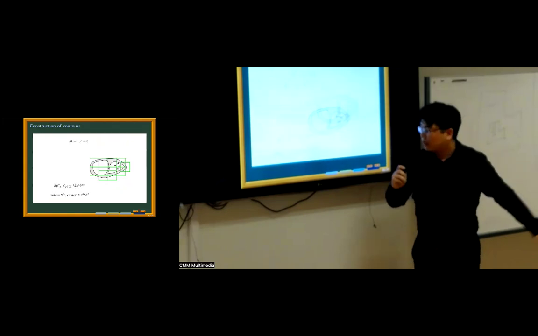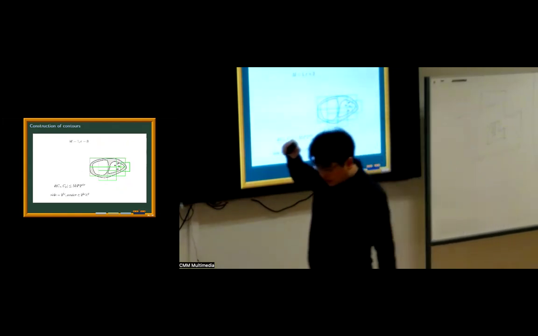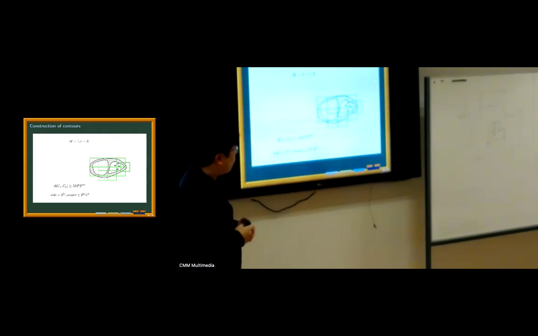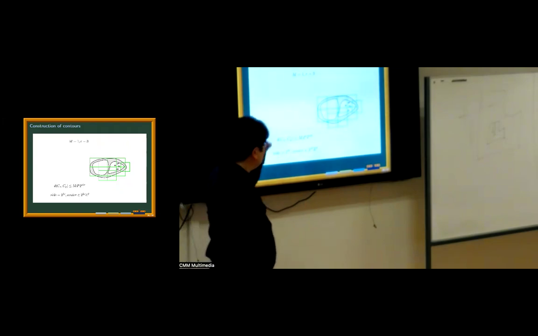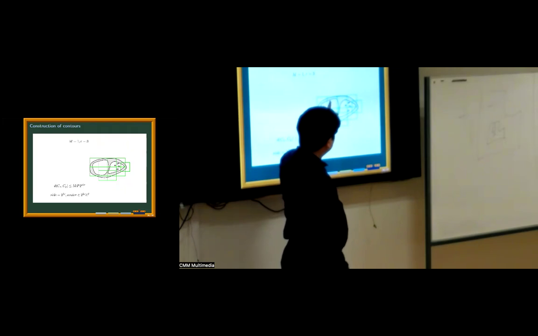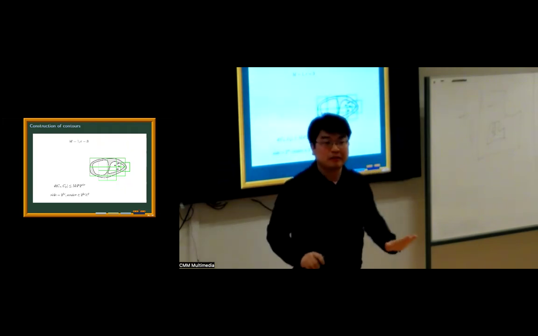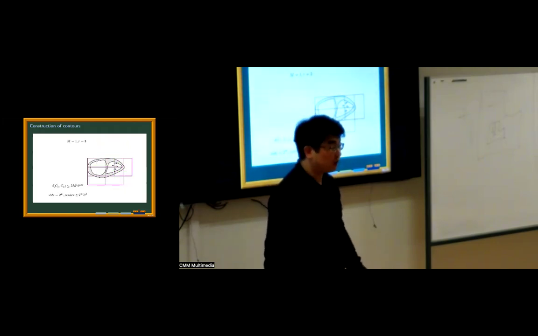Now t equals 3. Larger squares, considering the covering, take the minimal one, I think this is the minimal one, and count: 1, 2, 3, 4, 5, 6, 7, 8, there are more than 7. So in this case it remains, you do nothing. Keep doing it, t equals 4.